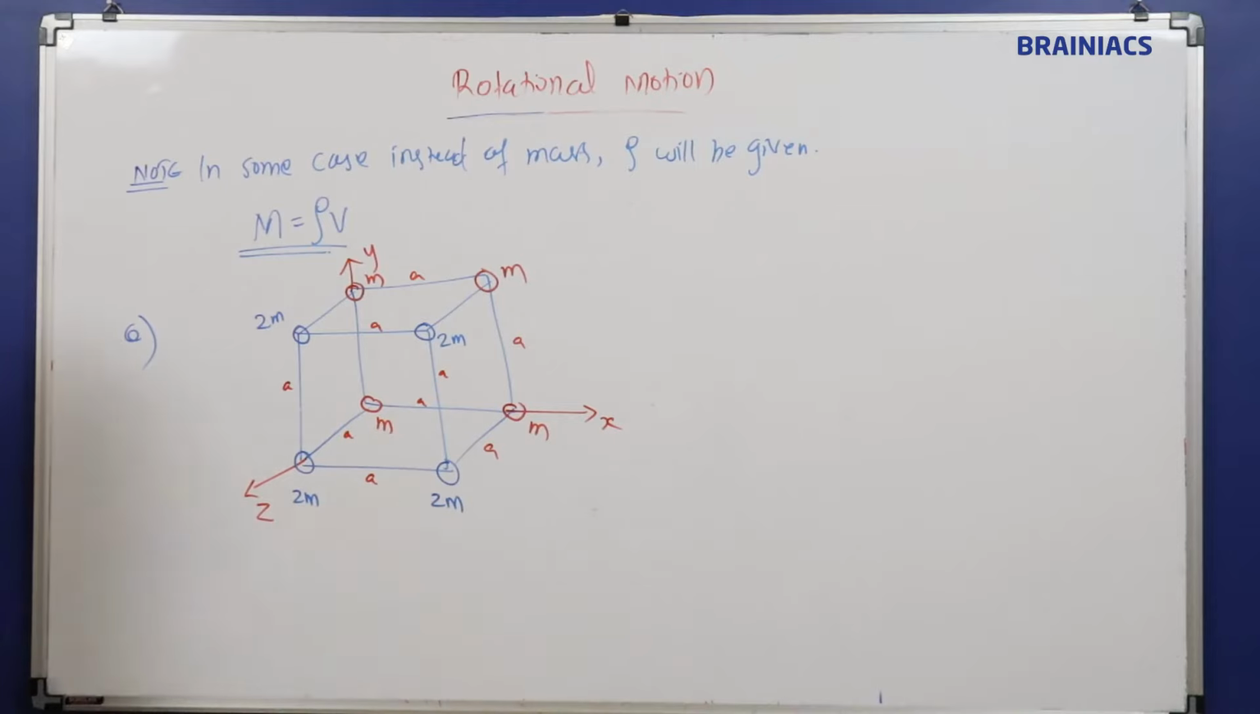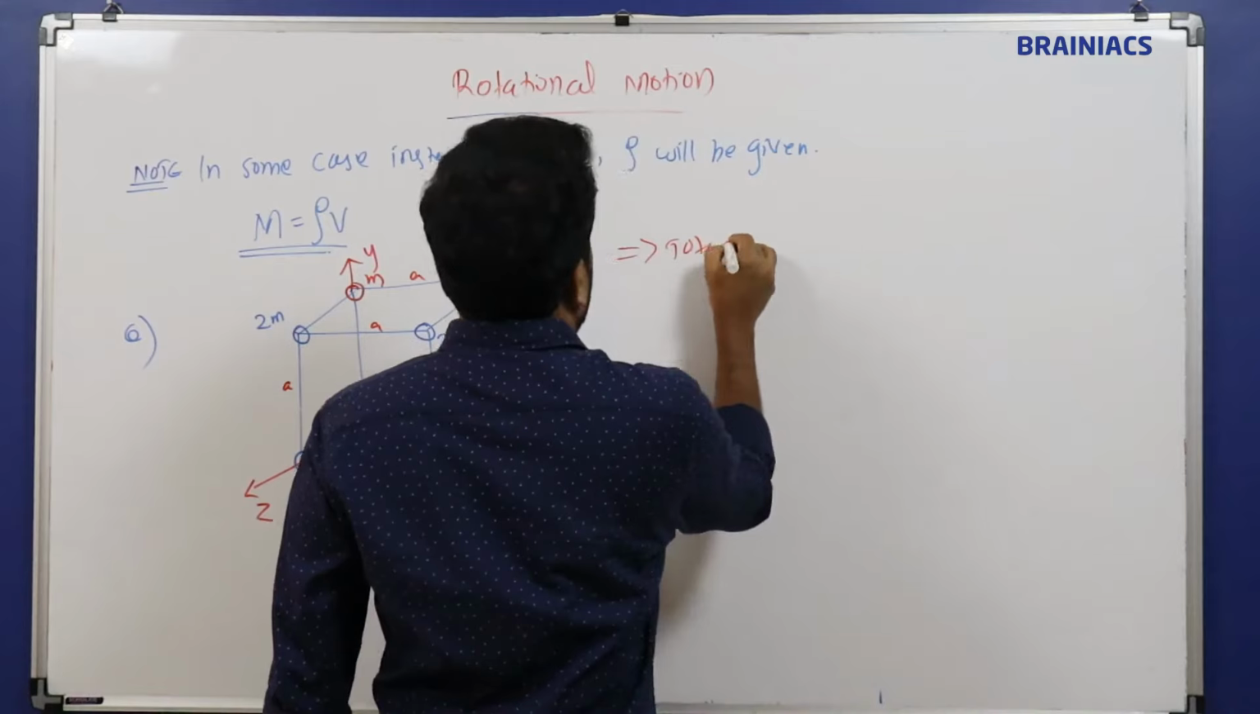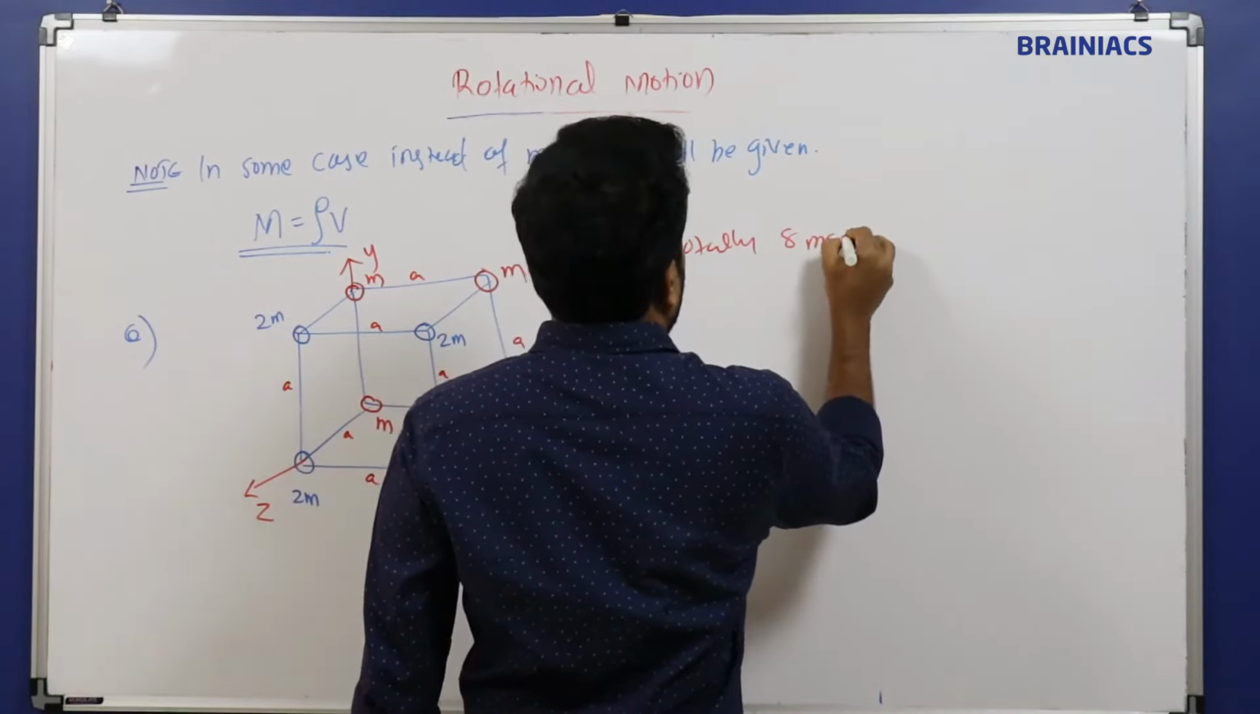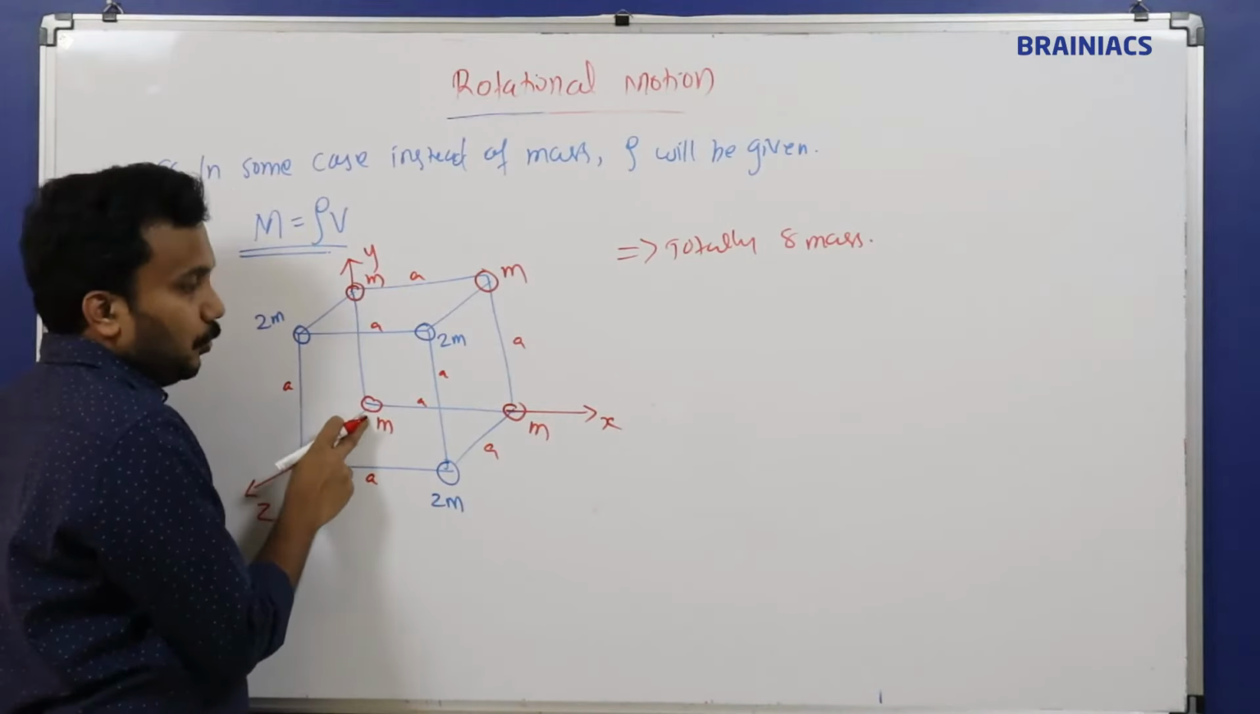Now you know this cube consists of how many masses? Totally 8 masses will be there. So what can you do? You know this is the origin.